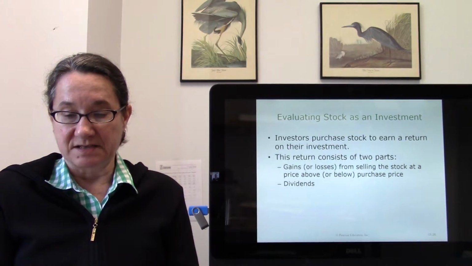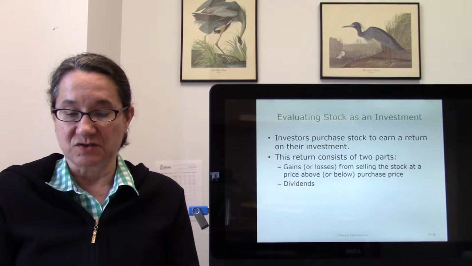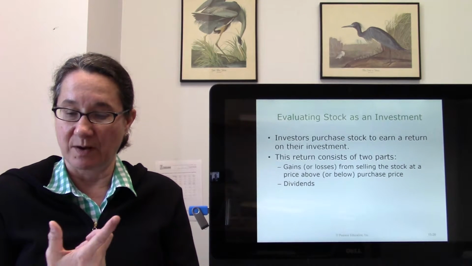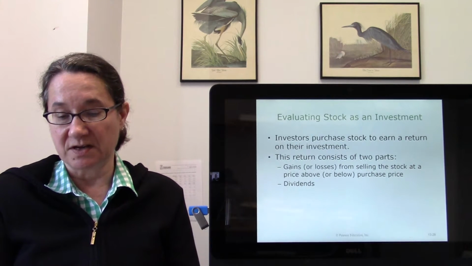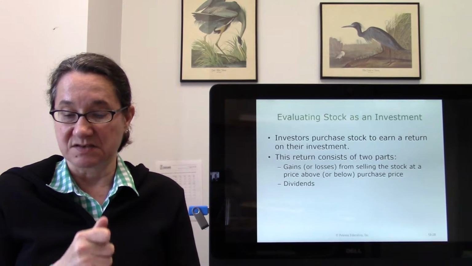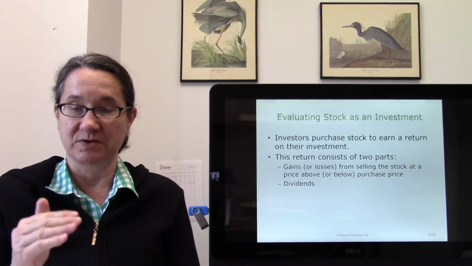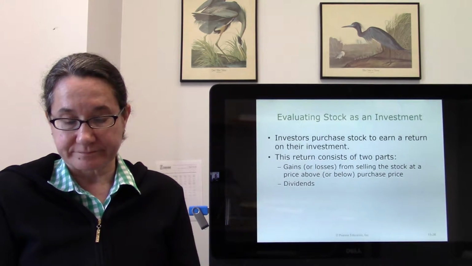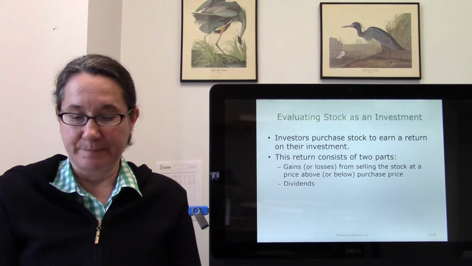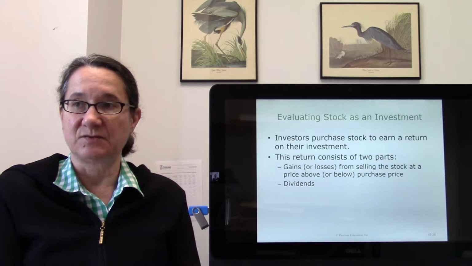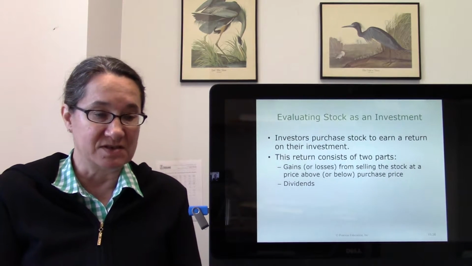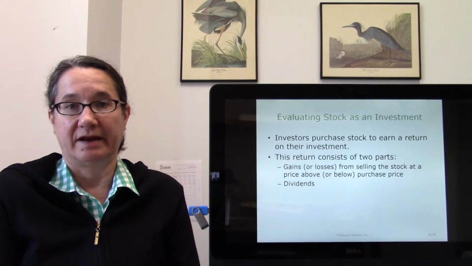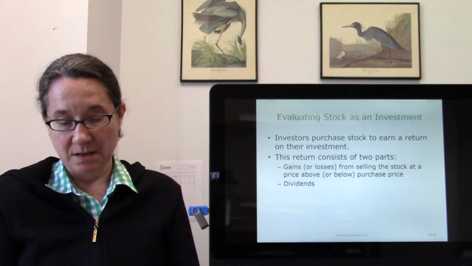When evaluating stock as an investment, investors purchase stock to earn a return. If you go out on the stock market and buy some shares in a company, you want to make more money. This return consists of two parts. First, gains or losses from selling the stock at a price above or below the purchase price, so you want to buy low and sell high. And also, those stocks pay dividends, as we've learned this semester. If you're a stockholder, you might get some cash out of the company quarterly, semi-annually, or annually. From time to time, they'll pay dividends.